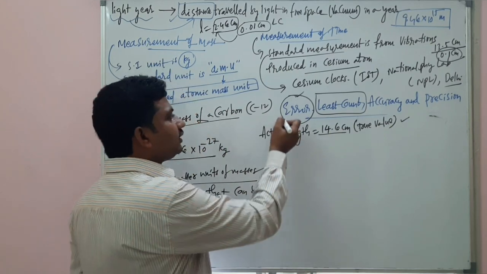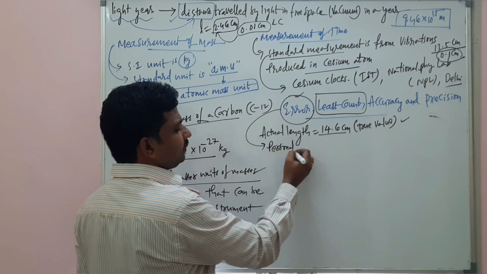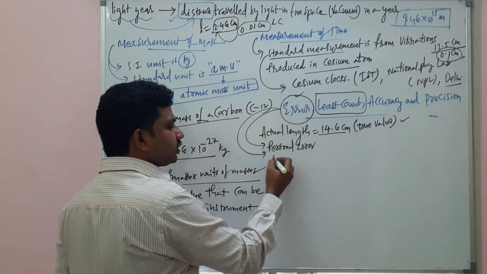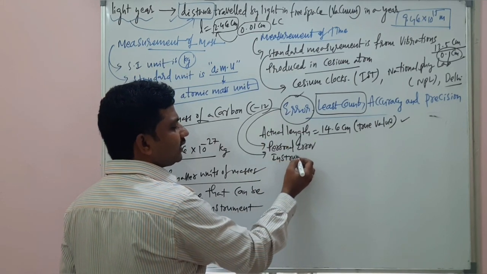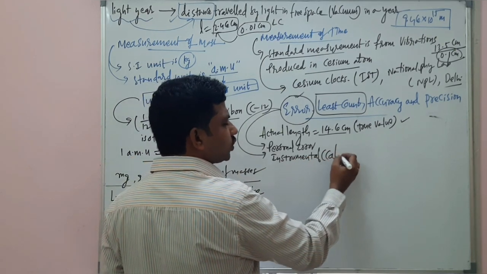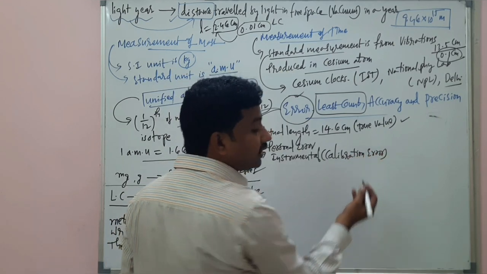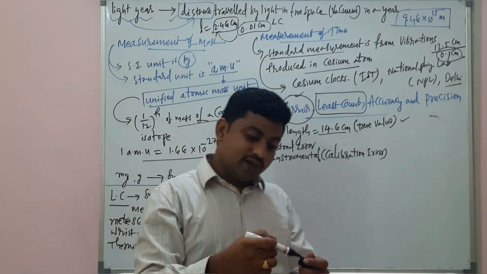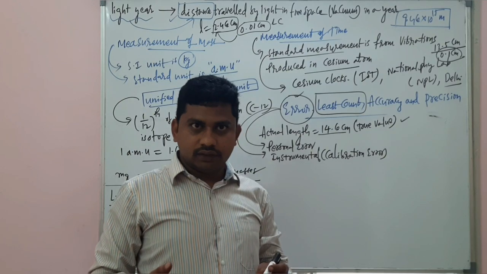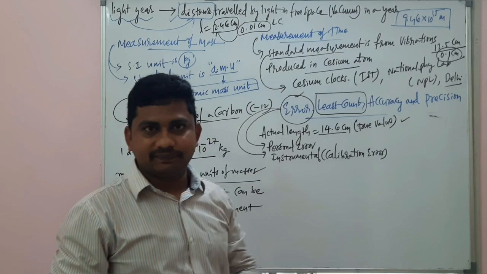So errors may be possible due to personal error. That's called a personal error. And errors may also be possible due to instrumental error. What is that? Instrumental error is also called calibration error. Calibration error means there is a possibility of a mistake while making the meter scale, the device itself.